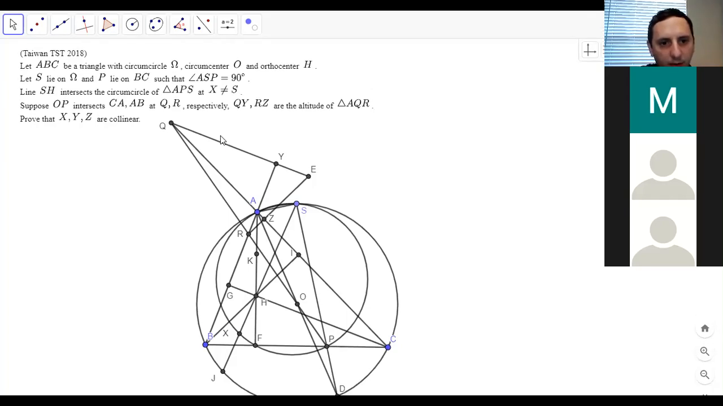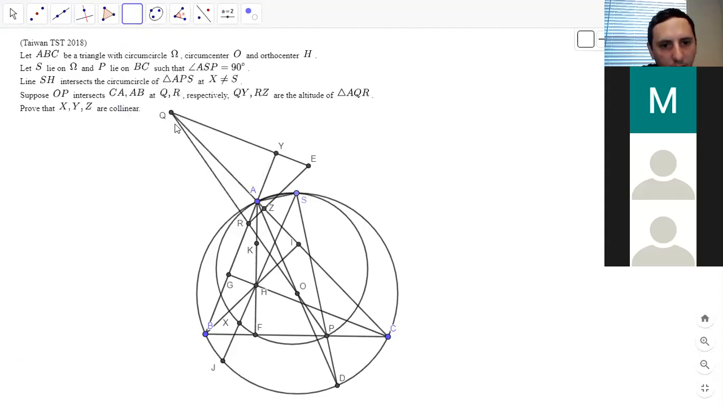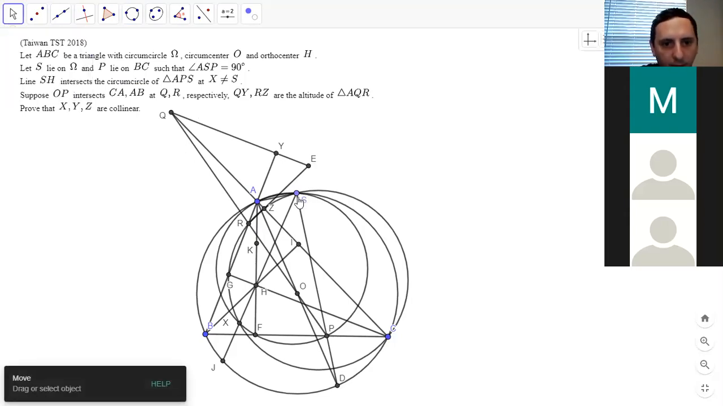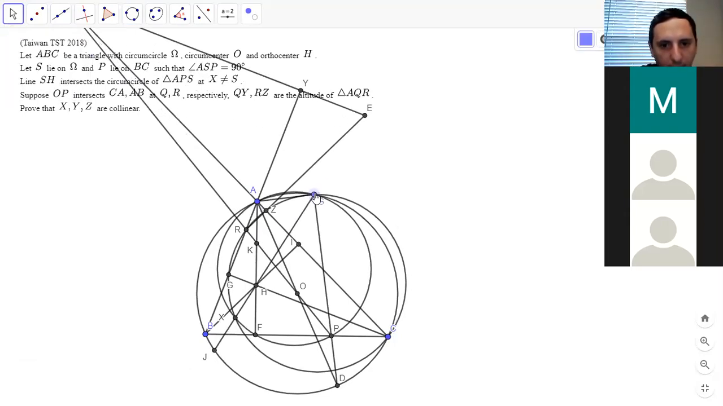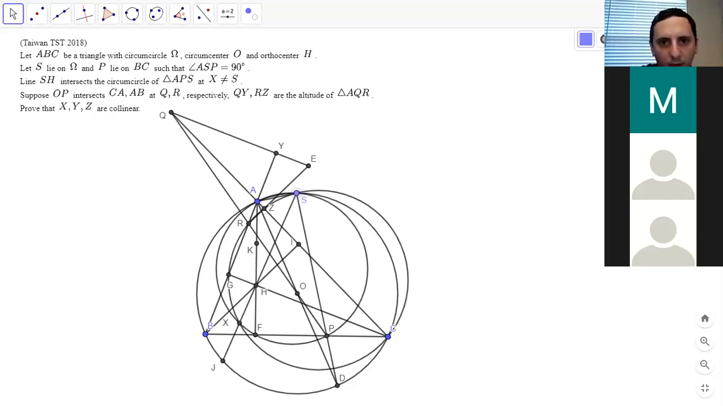Is R, Z, S, X cyclic? Let's check it out. R, Z, yes, and also, does it really pass through C? I think that might just be a coincidence. But maybe it does. Let's check. Yeah. Actually, it passes through G. Six points are cyclic. Yeah, R, Z, S, X, and G. So it looks like all six are.